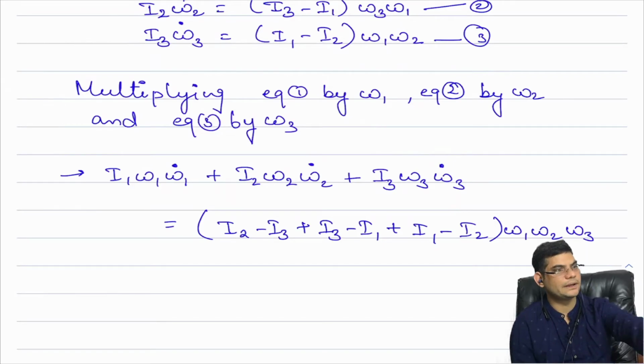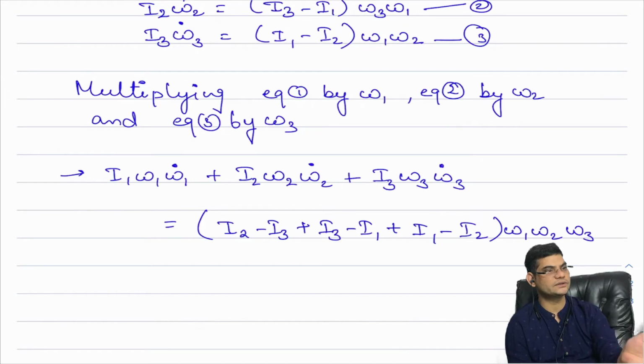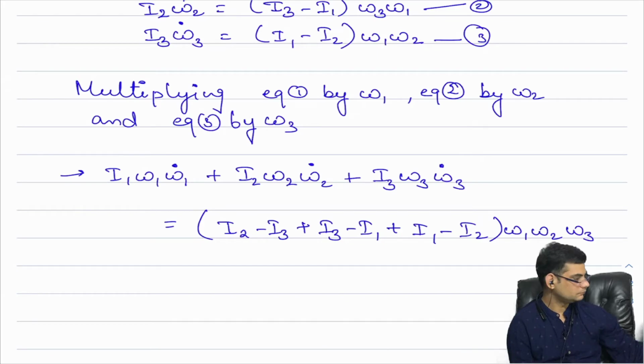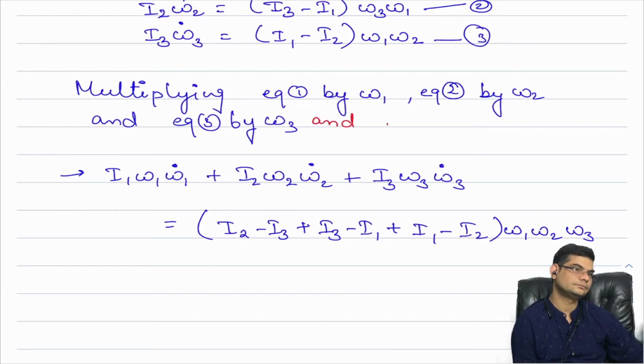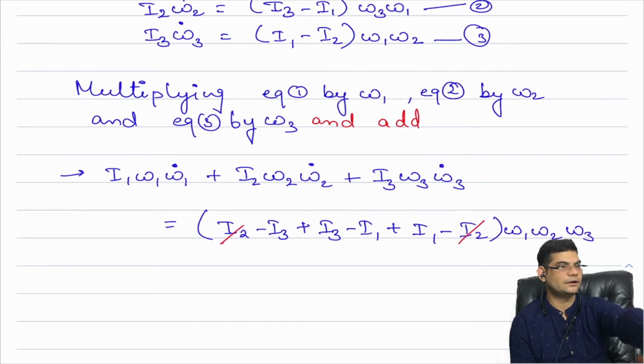Here we first multiplied equation 1 by omega 1, equation 2 by omega 2 and equation 3 by omega 3. We have to multiply equation 1 by omega 1, equation 2 by omega 2 and equation 3 by omega 3, and then we simply add them. So we get this result. Now the right hand side is 0. I2 cancels with I2, I3 cancels with I3, I1 cancels with I1. So the right hand side is equal to 0.